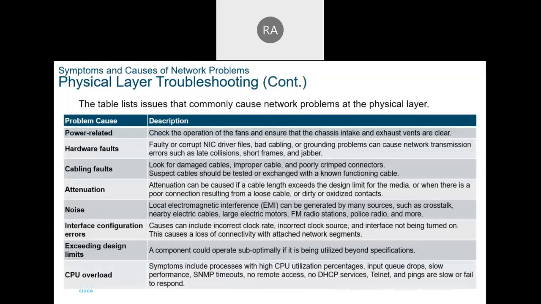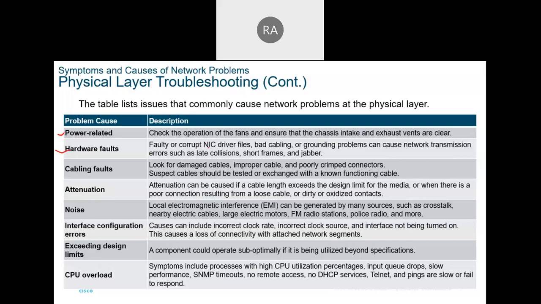So, still talking about layer one troubleshooting. How do you solve most of these problems? Check power related issues. If it is power related, check the operation of the fan and ensure that the chassis intake and exhaust vents are clear. Let me use your laptop for example. If you notice that your laptop is generating too much heat, you need to find out, is the fan working? The same thing with these routers and switches.